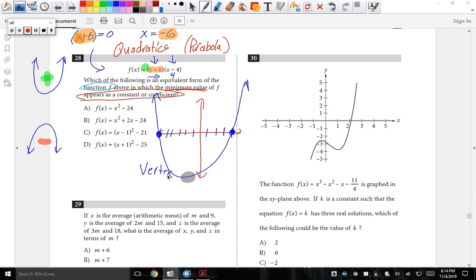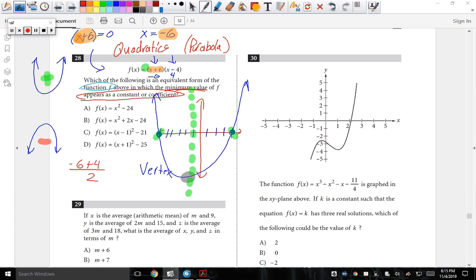Okay? And the vertex will always occur halfway between the two x-intercepts. So halfway, wherever that is halfway, that's where the vertex is going to occur. Okay? So if I want to know halfway between two x values, all I need to do is add those x values and divide by 2.